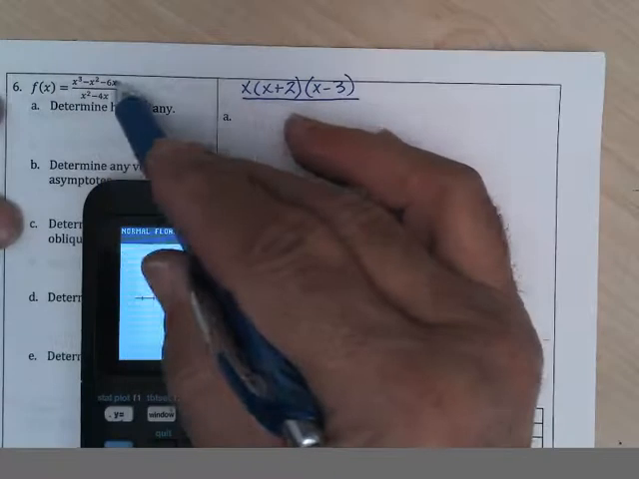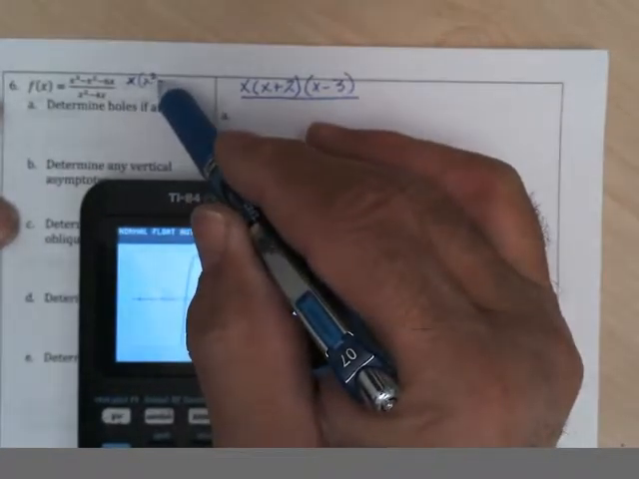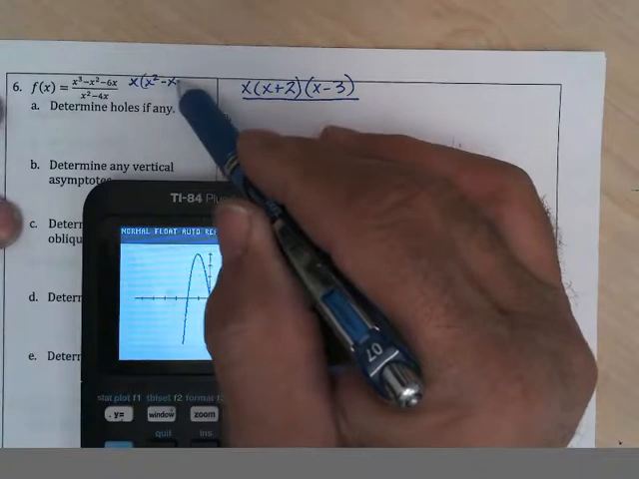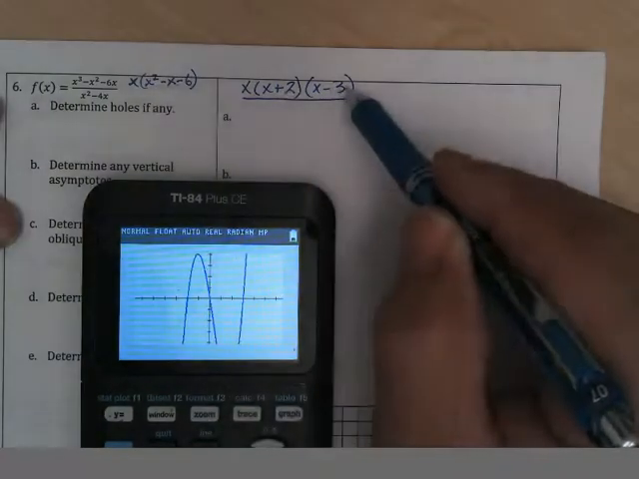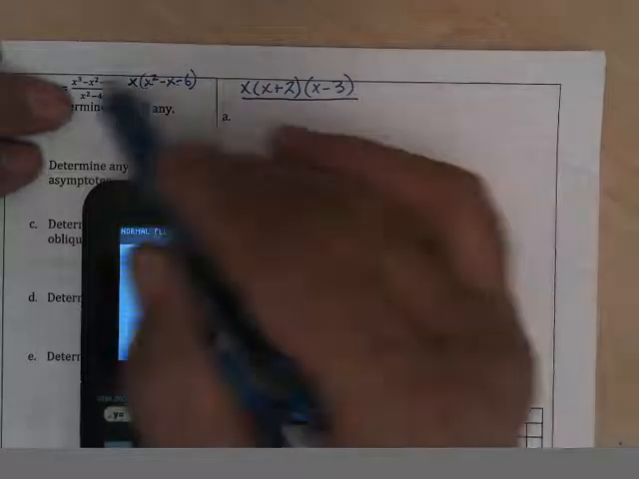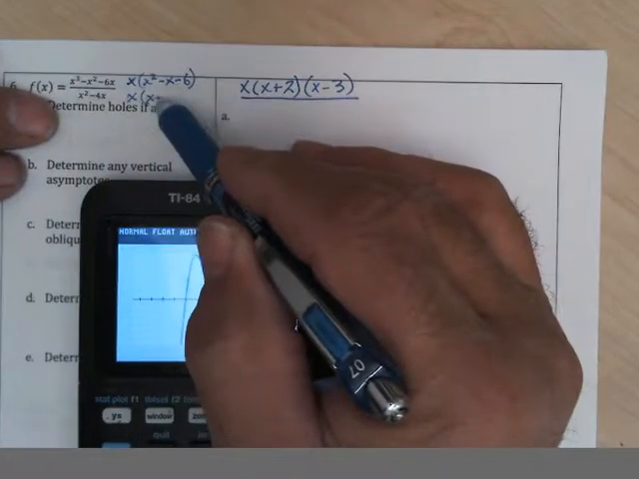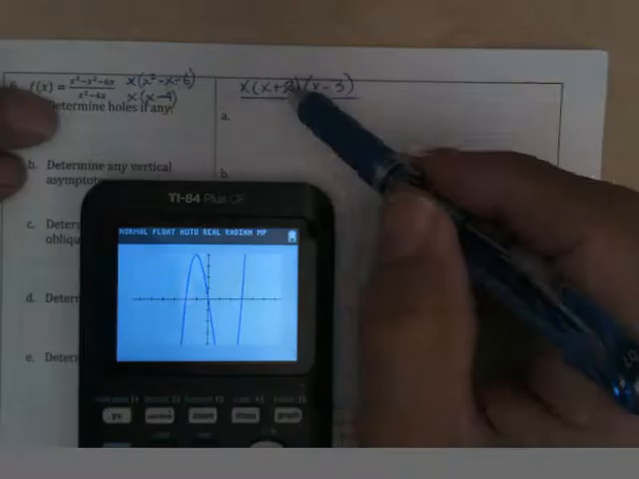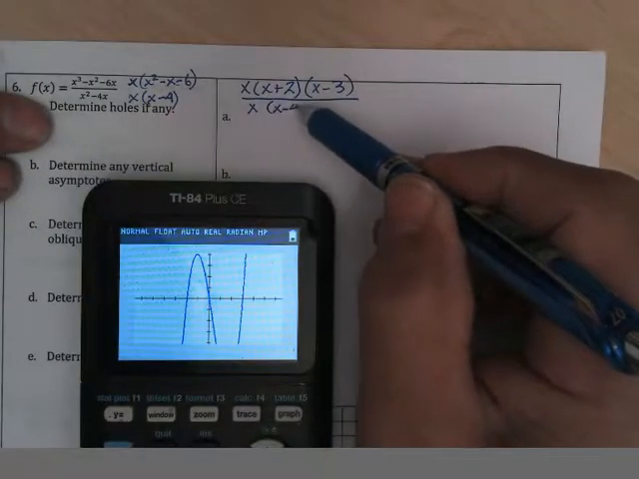Now I could have just pulled out an x out of this, and I would have had an x squared minus x minus 6, and this factors to x plus 2 and x minus 3. The denominator, I can pull out an x, and I'll have an x minus 4 left, x and x minus 4.